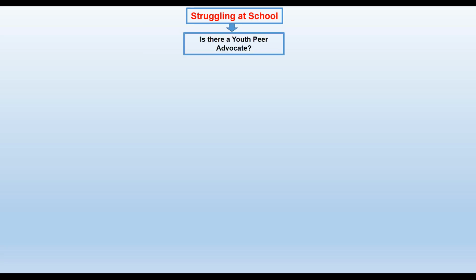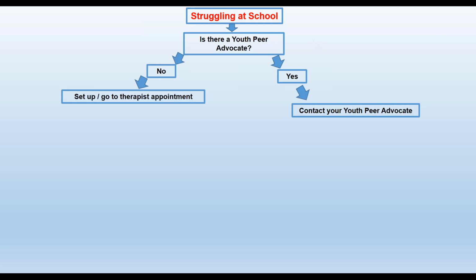So the first question is, is there a youth peer advocate involved? If there is, that's a great first step, to reach out to your peer advocate, and they can assist you and walk you through the process of how you might be able to engage in some new services. If there isn't a youth peer advocate already involved, you could set up an appointment with your therapist.